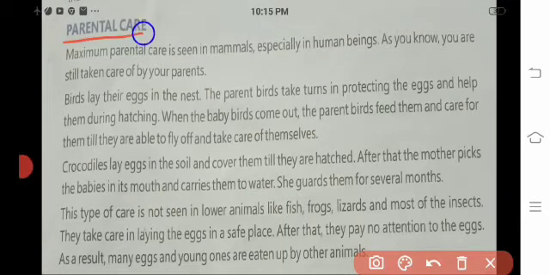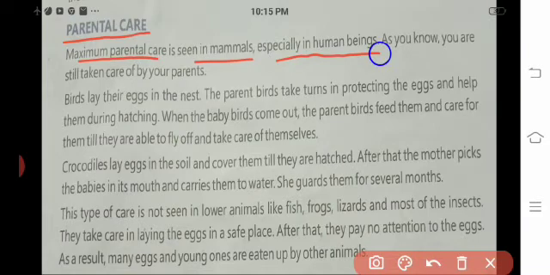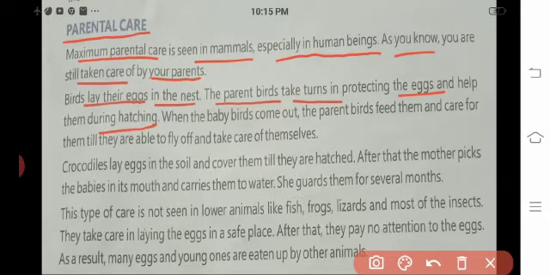Next is parental care. Maximum parental care is seen in mammals, especially in human beings. As you know, you are still taken care of by your parents, isn't it? Birds lay their eggs in the nest. The parent birds take turns in protecting the eggs and they help them during hatching. When the baby birds come out, the parent birds feed them and care for them till they are able to fly off and take care of themselves.